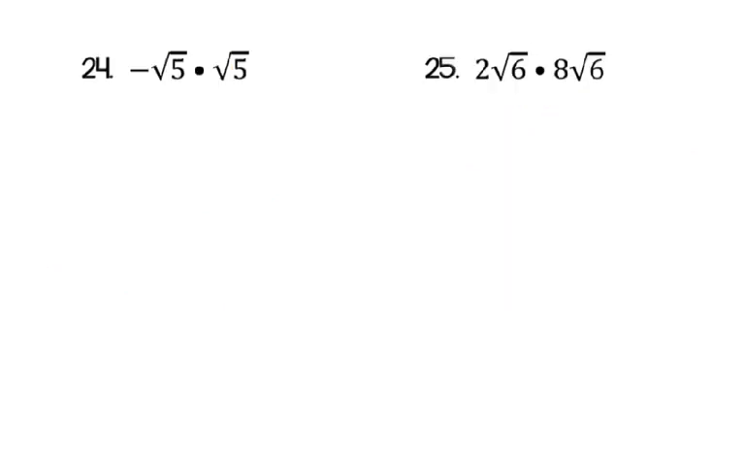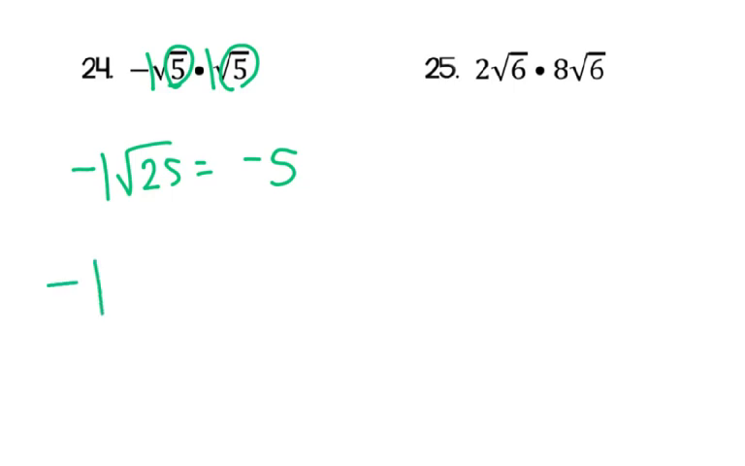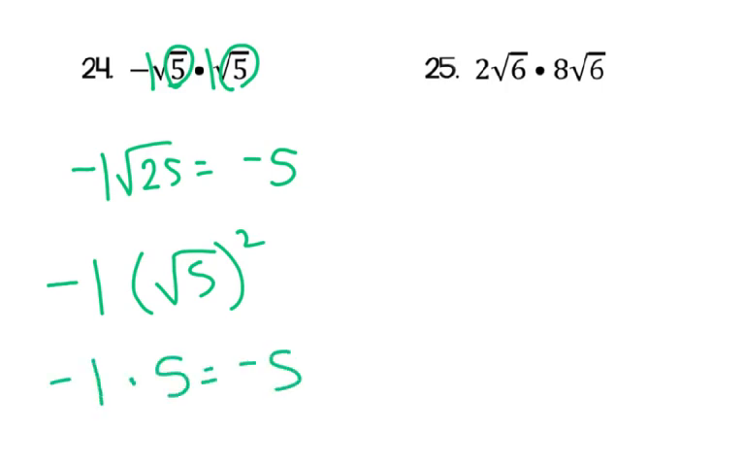Okay, try 24 and 25 and see if you can figure out how to do those. With 24, you have negative 1 square root of 5 times 1 square root of 5. So you're going to say negative 1 times 1 is negative 1, and then square root of 5 times square root of 5 is the square root of 25, which is 5. And so negative 1 times 5. So that's one way you can look at that. You could also look at it as negative 1 times 1 is negative 1, and then you've got square root of 5 times square root of 5, so square root of 5 squared. So that's negative 1 times 5, which is negative 5.